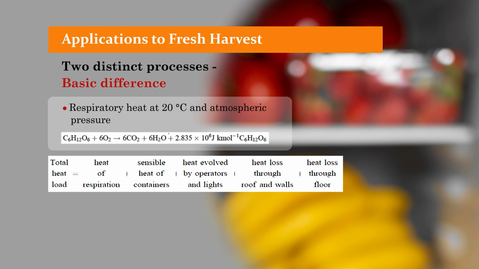So in a cold storage structure, what do we need to take care of for the total heat load of the cold storage? Heat of respiration, sensible heat of the containers and of the food itself, heat evolved by operators if there is movement within that zone, heat loss through the roof and walls, though insulation is provided, but it is not totally inert, and heat loss through the floor. So that is how everything is accounted for, and that is how the cold storage is designed.